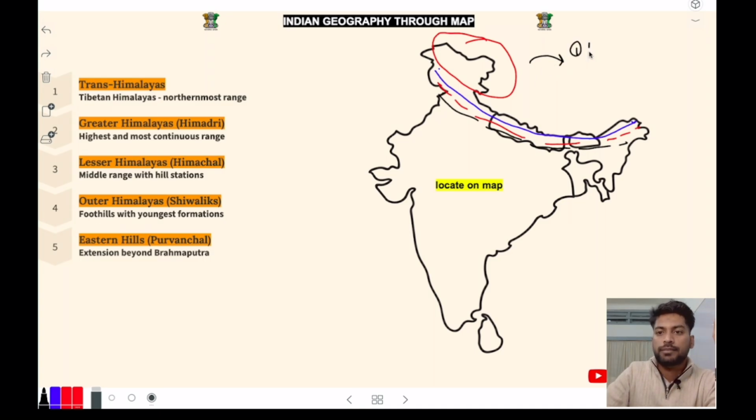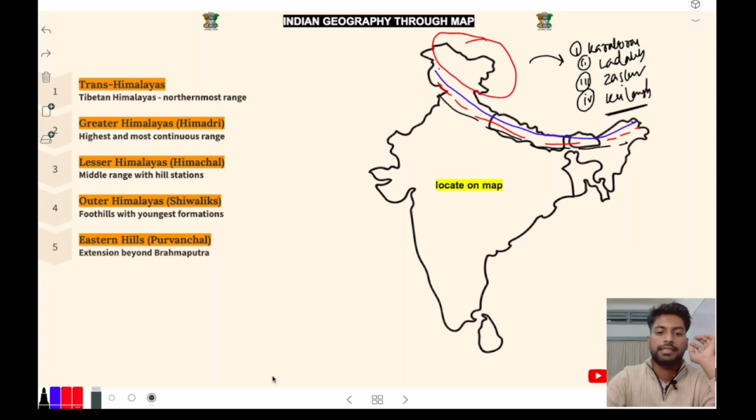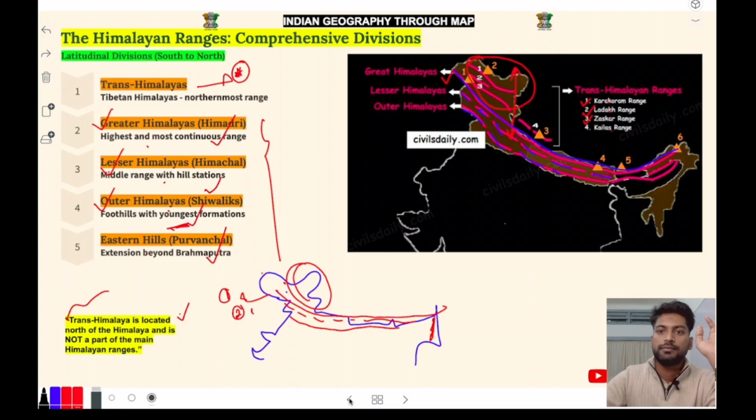One is Karakoram, second Ladakh, third Zaskar, and fourth is your Kailas. These 4 parts. And you can see their locations also. See Karakoram, Ladakh, Zaskar, Kailas. Okay?